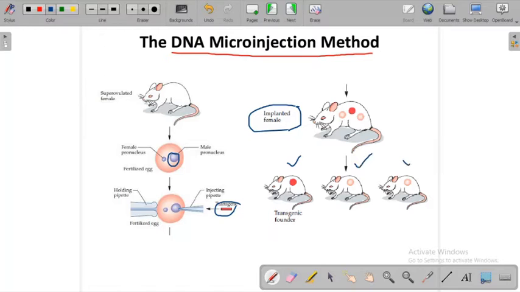Again, in which organism the transgenic characteristic has been produced, that also we need to check, and there are different procedures for that. So just remember this is the DNA microinjection technique.